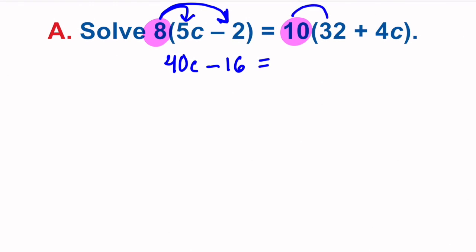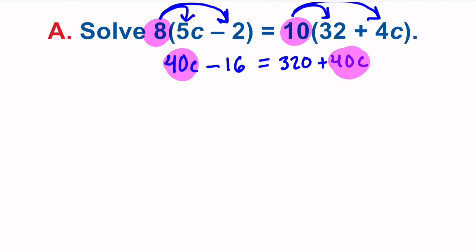Then on the right side, we distribute the 10, so we multiply 10 times 32, which is 320. And then 10 times 4 is 40, and we keep the c, so it's 40c, positive.